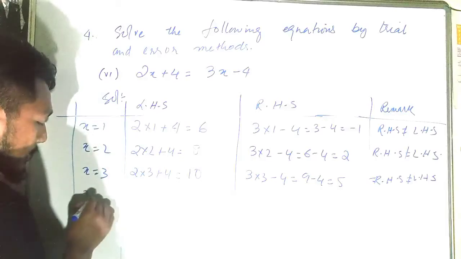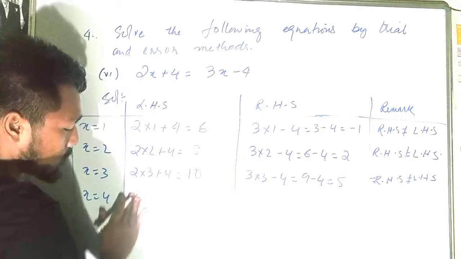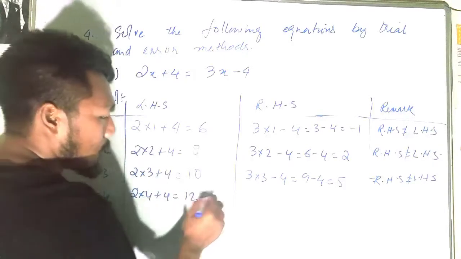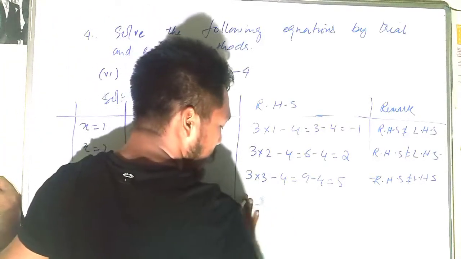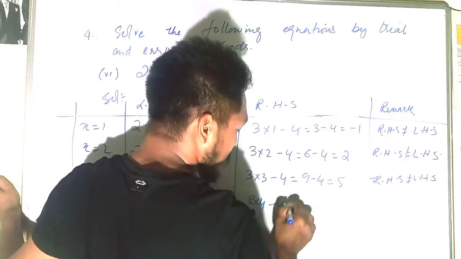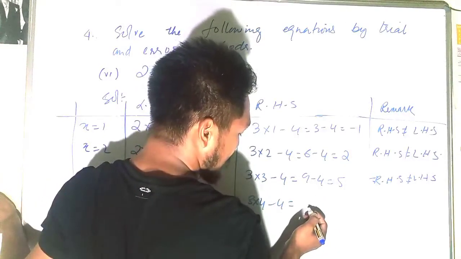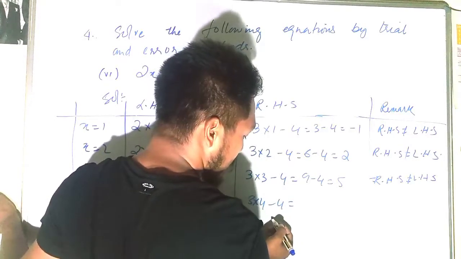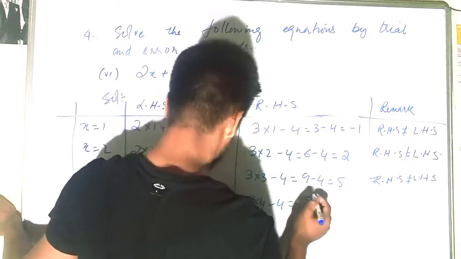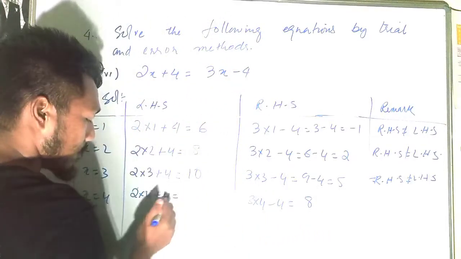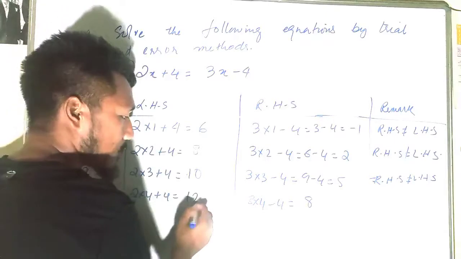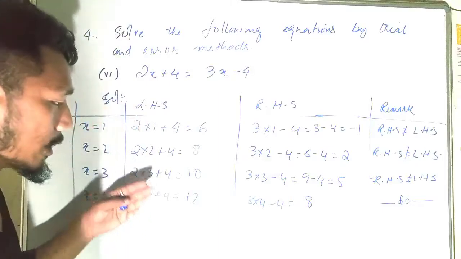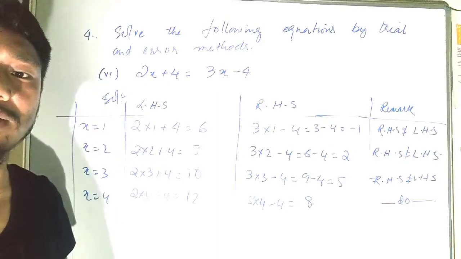Similarly, let's take x is equal to 4. 2 into 4 plus 4: 2 fours are 8, plus 4 is 12. Here 3 into 4 minus 4: 3 fours are 12, minus 4 is 8. Again they are not equal. Same thing again. So in this way we keep on going, and then you will get one solution.